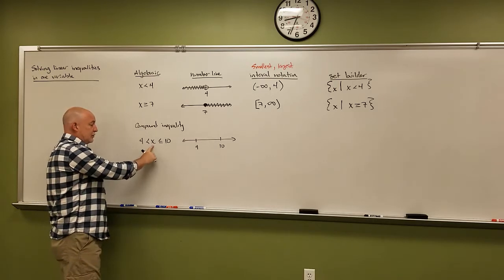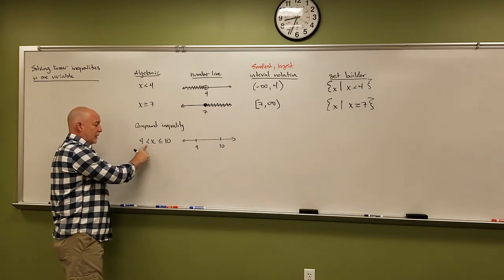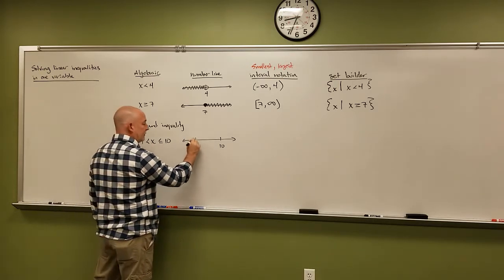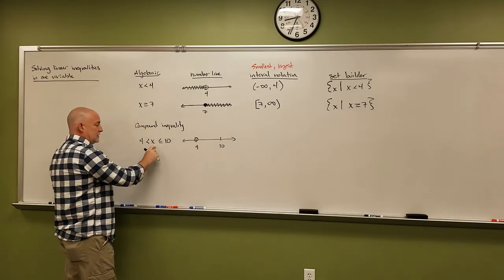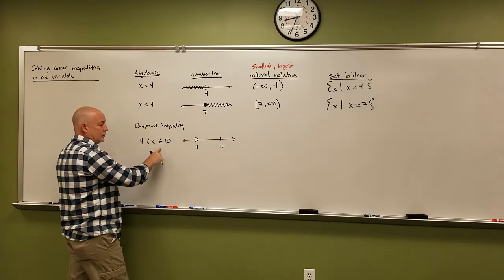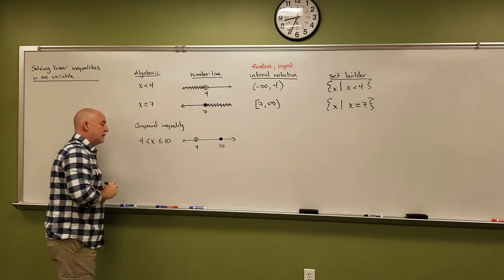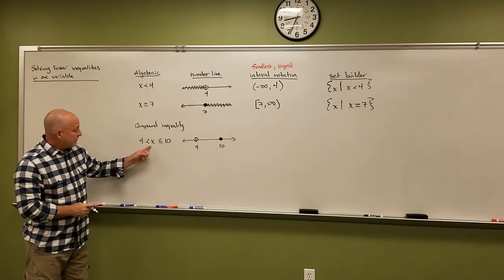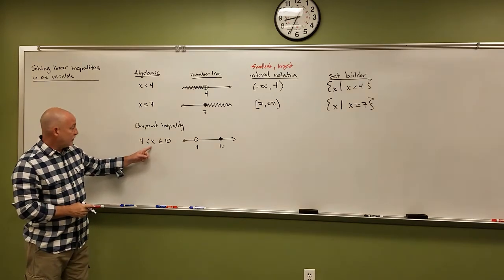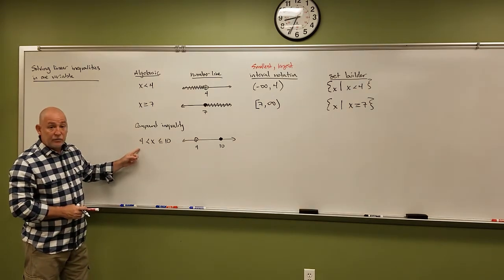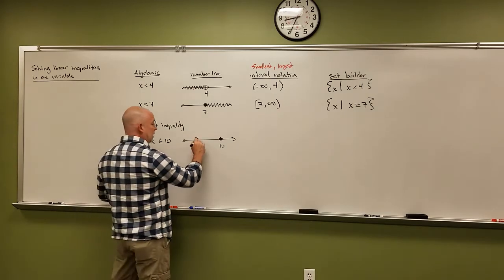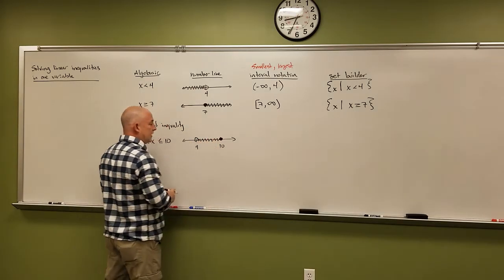Now, x is strictly greater than 4. So that doesn't have the equal sign, so that gets an open circle. X is less than or equal to 10, so it can be 10, so we're going to close the circle at 10. Now you can see here, just visually speaking, what values are we looking for? We're looking for the values that fall in between those two. So we're going to shade from 4 to 10.